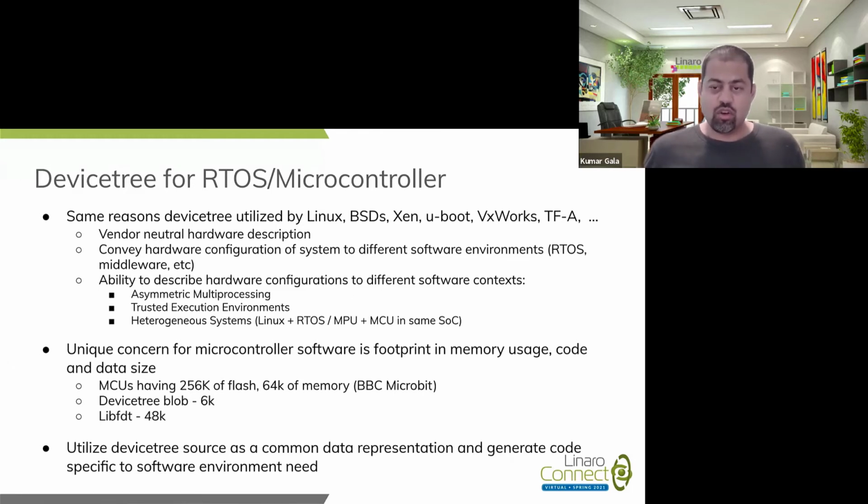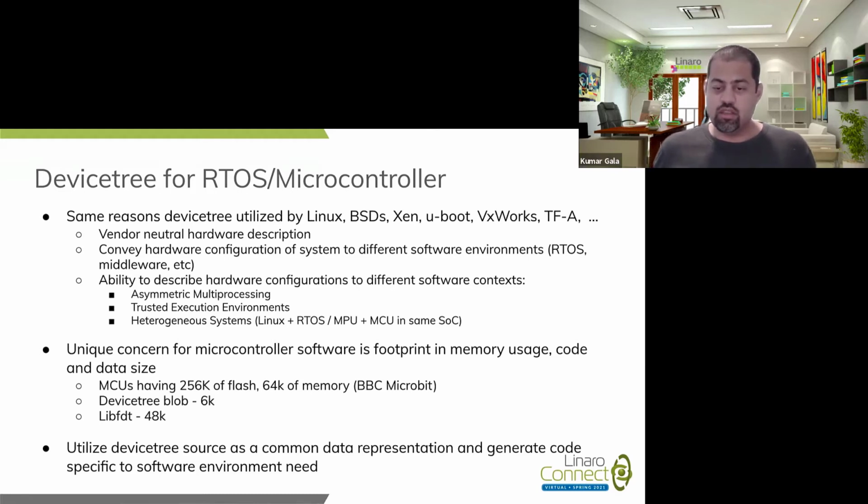What's distinct or unique to the environment is the footprint concern. The classical use of device tree at runtime, having a blob and having code to parse that blob, doesn't really fit the MCU use case because of footprint concerns. To give a quick example, the BBC micro:bit has 256K of flash and 64K of memory. You can see the numbers here: you end up using a lot of your resources just for device tree if you're using the classical model.